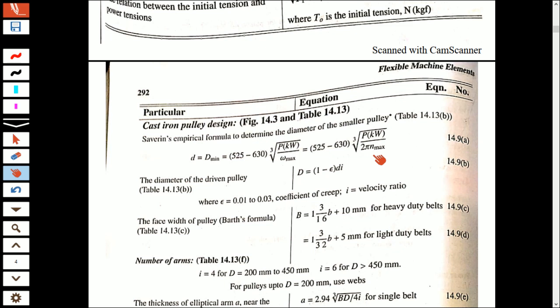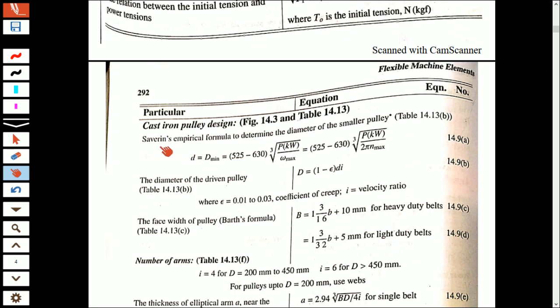So you may be asked to design the pulley also, or you should have the value of the diameter, because I hope all of you remember step number 1. In step number 1, I asked you to calculate the diameters. Unless you have the diameter with you, you cannot go for step number 2. So if the diameter is not provided, what will you do? If sufficient data is not provided in step number 1, then how will you proceed? For that you can use these equations.